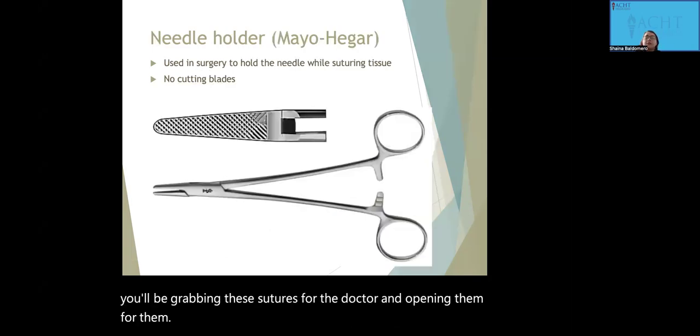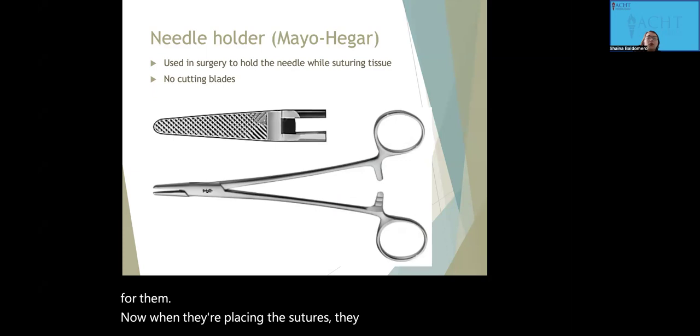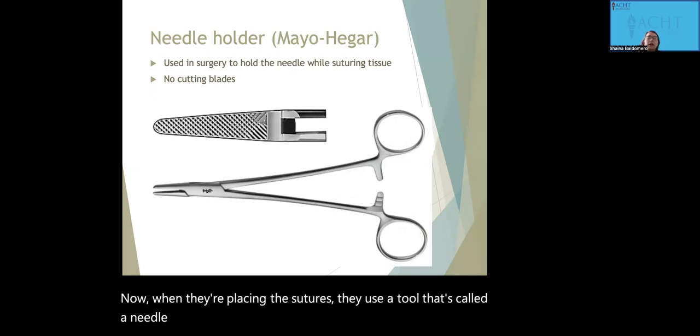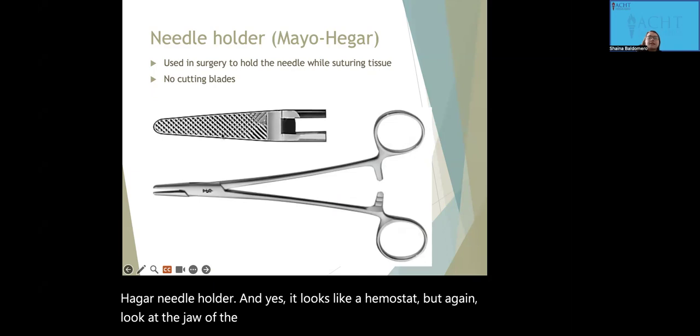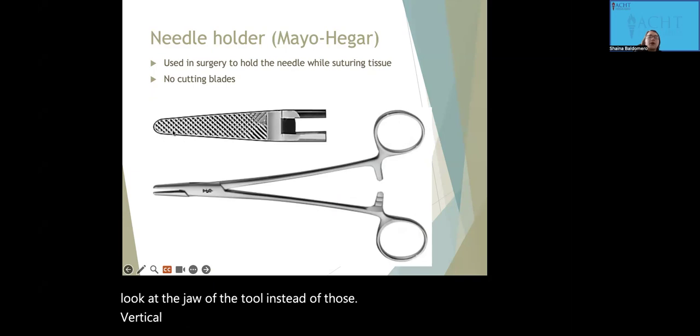Now, when they're placing the sutures, they use a tool that's called a needle holder. The one that you're looking at here is a Mayo Hagar needle holder. And yes, it looks like a hemostat, but again, look at the jaw of the tool. Instead of those vertical serrations, this has a crisscross pattern, right?